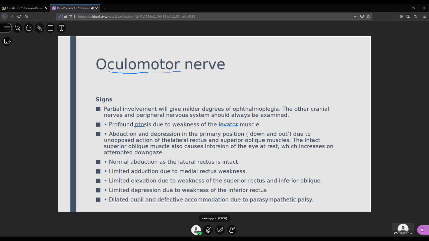Abduction and depression in the primary position. Meaning in the primary position the eye will be abducted, out and depressed. Why? Because I have lost the superior rectus, and the medial rectus is also lost, due to unopposed action of the lateral rectus and superior oblique. The lateral rectus will be fine because it is supplied by what? Abducens. The superior oblique by the fourth.